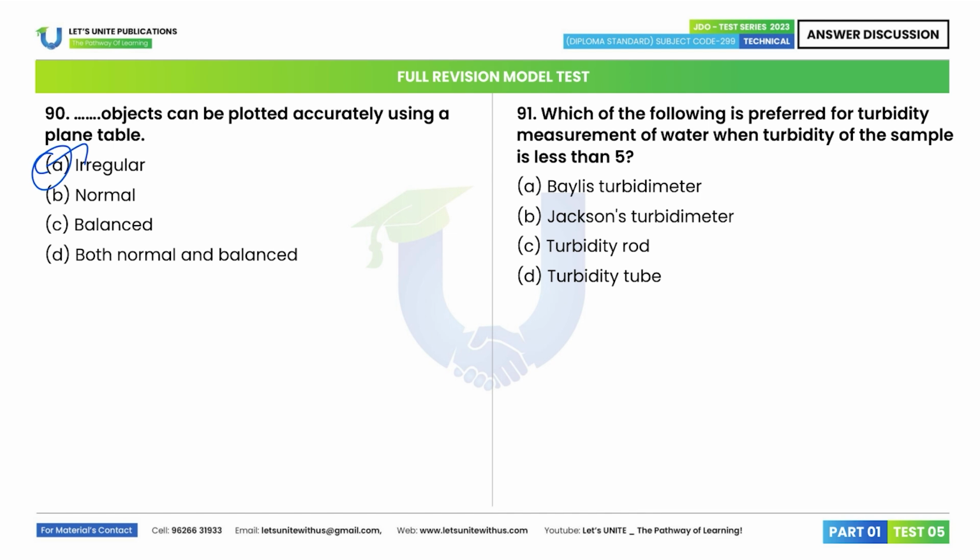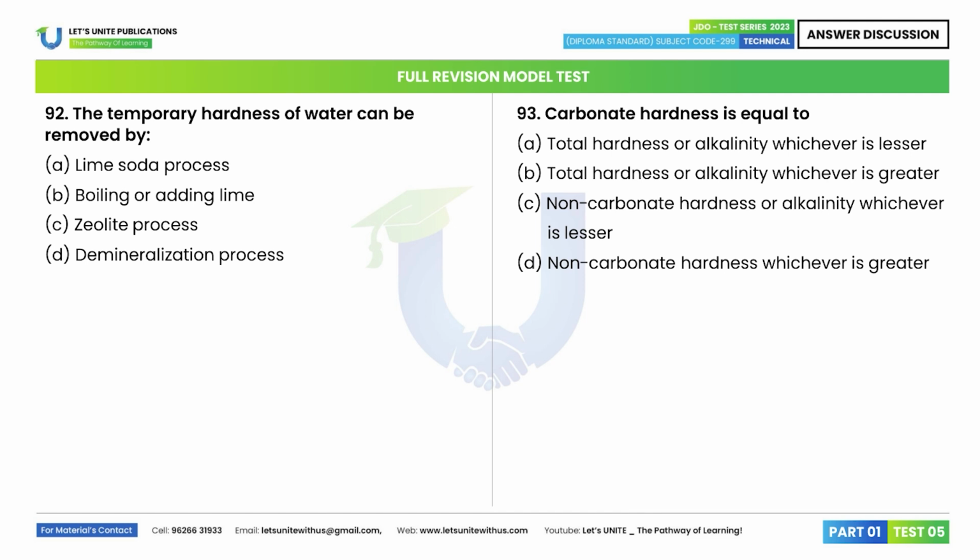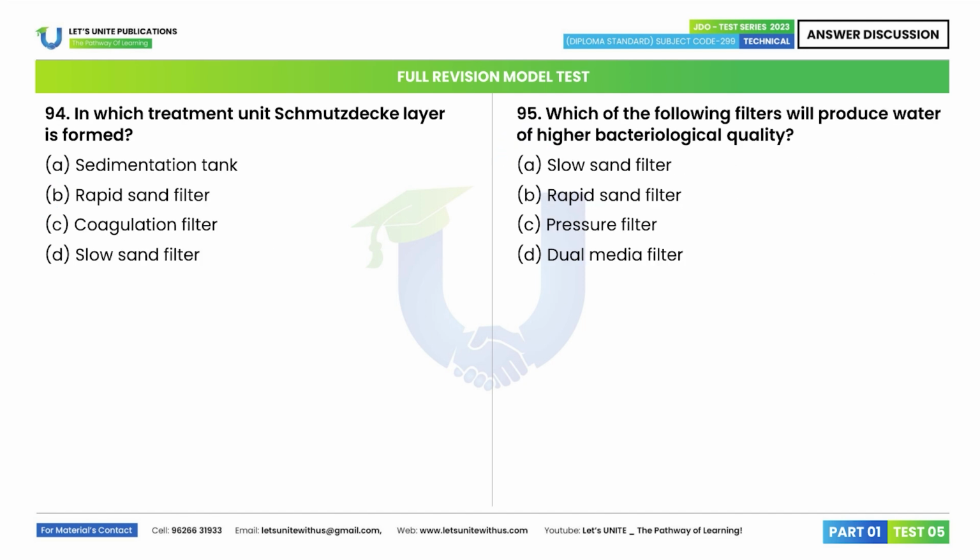Next, 91st question. Which of the following is preferred for turbidity measurement of water when turbidity of a sample is less than 5? Baylis turbidity meter. Option A. 92nd question. Temporary hardness of water can be removed by boiling or adding lime. Option B. 93rd question. Carbonate hardness is equal to total hardness or alkalinity, whichever is lesser. Option A. 94th question. In which treatment unit is the schmutzdecke sticky layer formed? Slow sand filter. Option B.